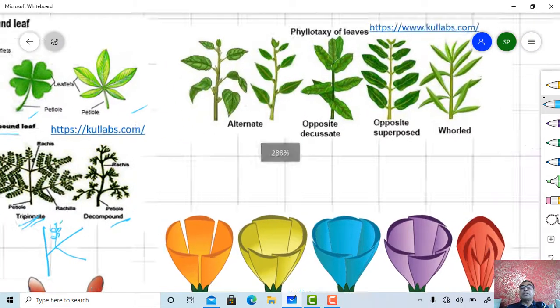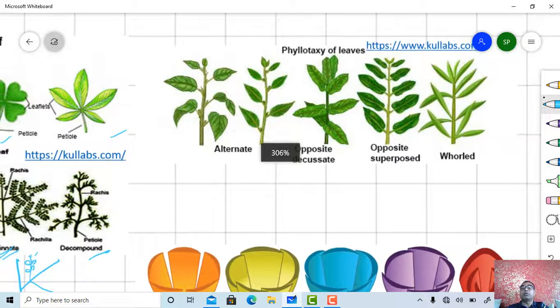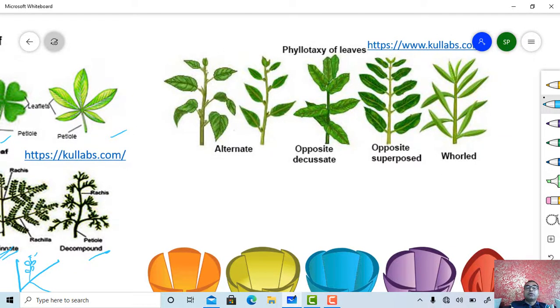These are the phyllotaxies present in the leaves. Actually, the arrangement of leaves on the stem is called phyllotaxy. This one is an alternate phyllotaxy. Then this one is opposite decussate, opposite superposed, and then whorled type of phyllotaxy.